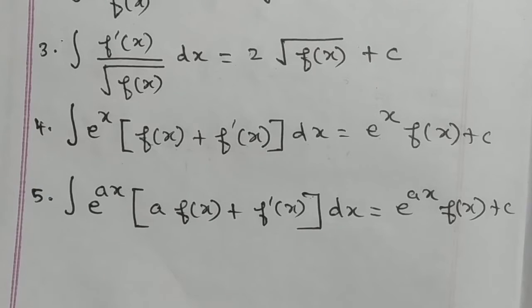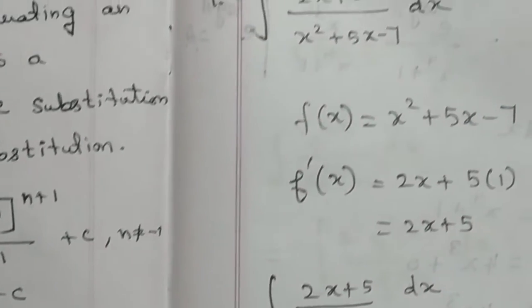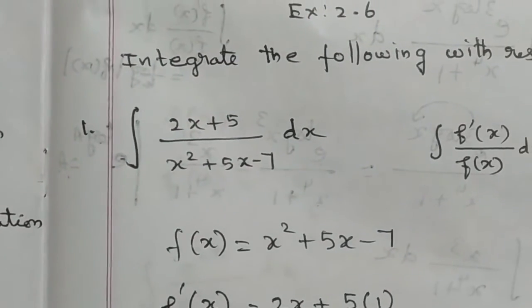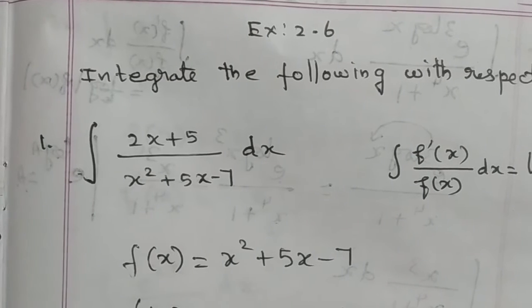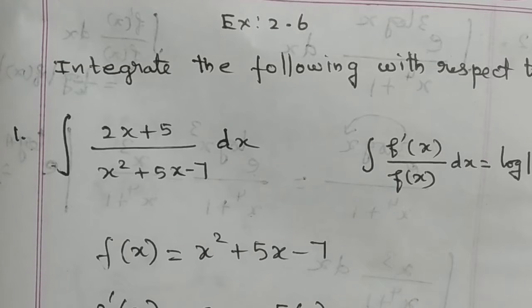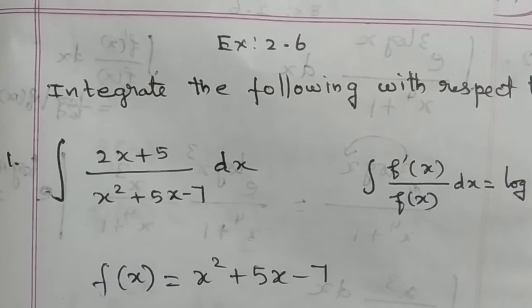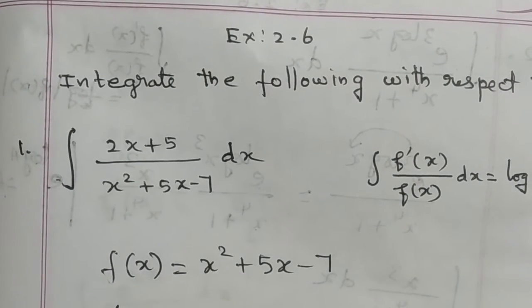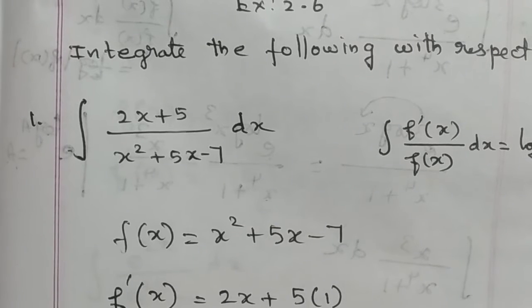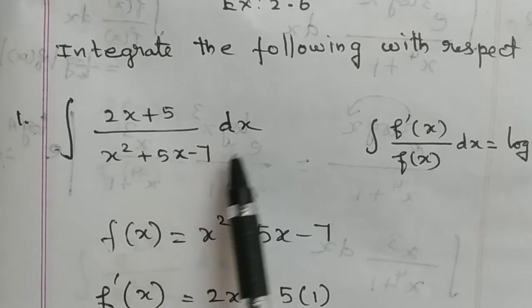Let us discuss some exercise problems. Exercise 2.6. Integrate the following with respect to x. So the first problem is integral of 2x plus 5 divided by x square plus 5x minus 7 into dx.